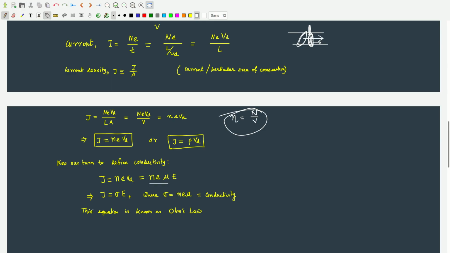It depends on the number of charge particles, and the electronic charge is constant, and the mobility of the electrons. And this equation, J equals sigma E, is also known as Ohm's law.